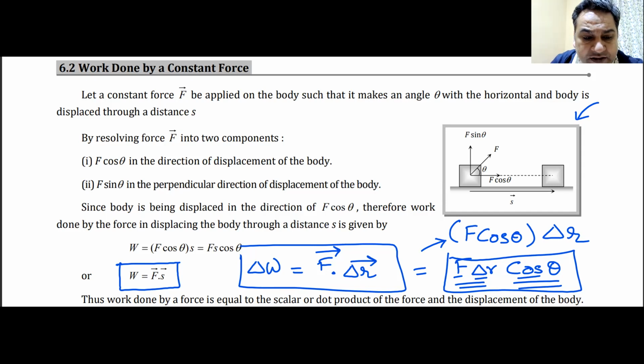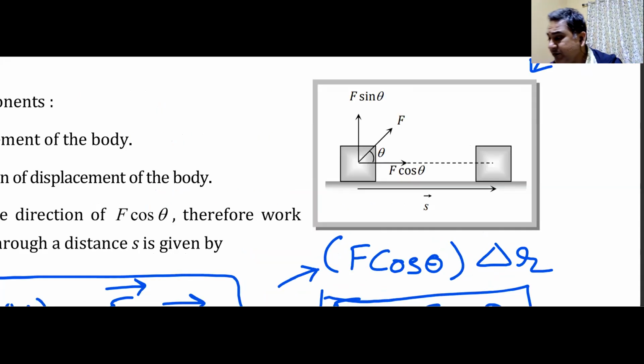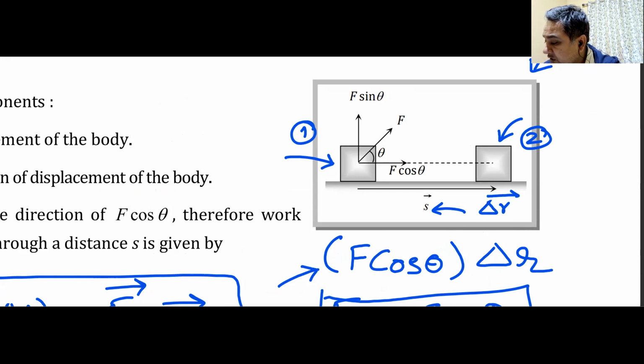Okay. In this figure, as you can see right now, we have a block which is kept on a surface, and this block is displaced from point number 1 to point number 2. Point number 1 is the initial position. Point number 2 is the final position. The displacement is given as S vector. I can write it as delta R vector, change in position vector. As you can see, the force is applied in a different direction, which is not in the direction of the displacement. It is at an angle, and the angle is acute. This is the angle theta.